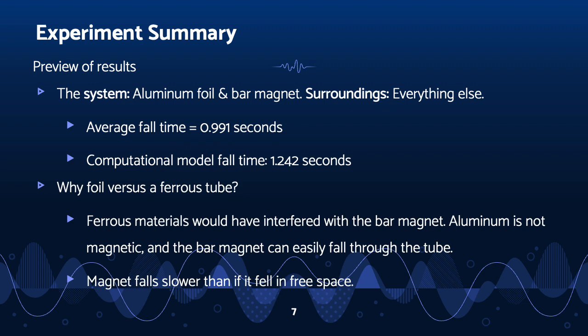The following is a preview of the results. The system was the aluminum foil and the bar magnet, while the surroundings was everything else. The average fall time I calculated was 0.991 seconds, while the computational model fall time was 1.242 seconds.